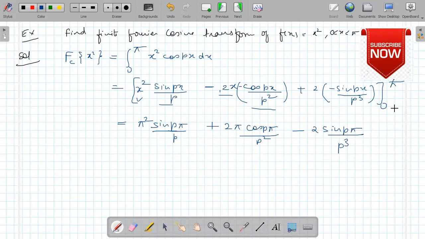At the lower limit all will be 0. So sin(pπ) is 0. We have only 2π times minus 1 raised to the power p over p squared, minus, this will also be 0. We are left with this, where p is 1, 2, 3 and so on.